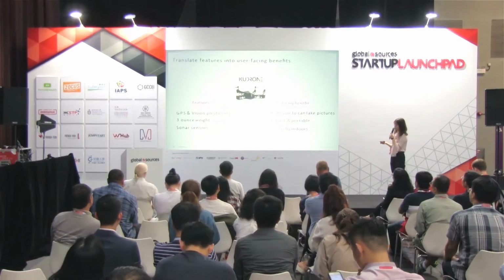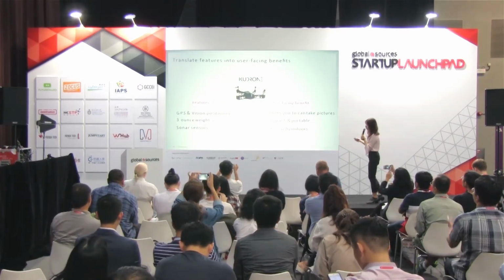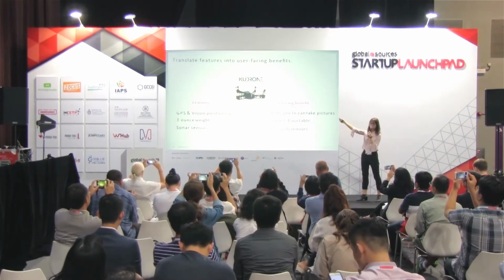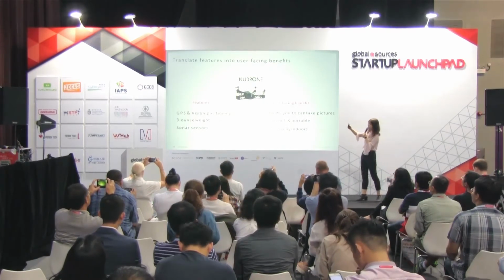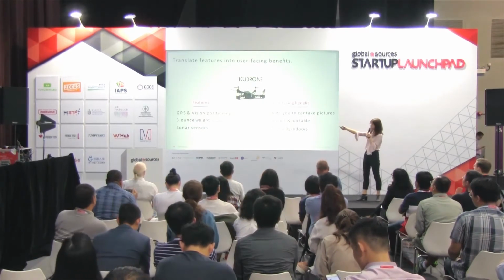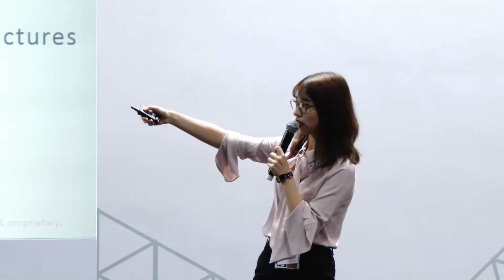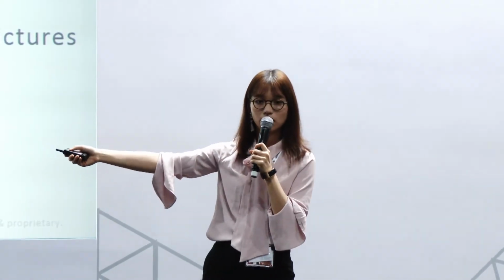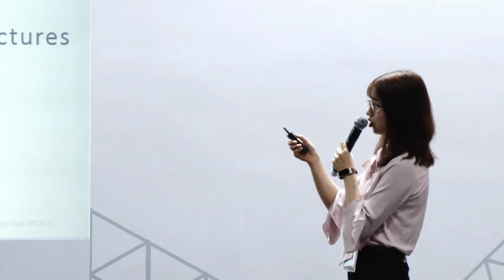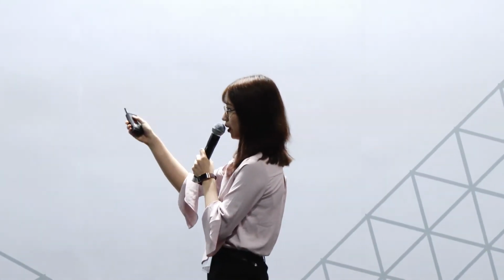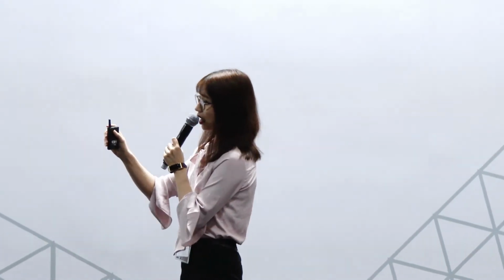So to describe that a little further, we have a lot of features on this mini drone called Drone here. Features such as GPS and vision positioning. It only weighs 3 ounces. It has sonar sensors. For an end customer, though, what does that really mean? So for GPS and vision positioning, the actual benefit of that is that it follows you around, it has an auto-follow function, and can take pictures of you. Now that's a really great benefit and something that I can relate to and that other customers can relate to.